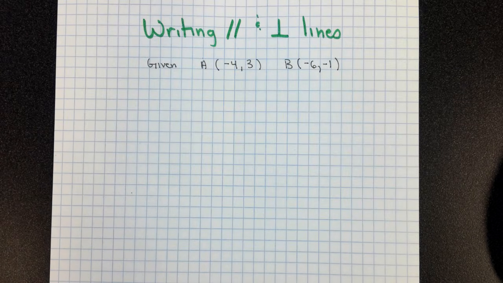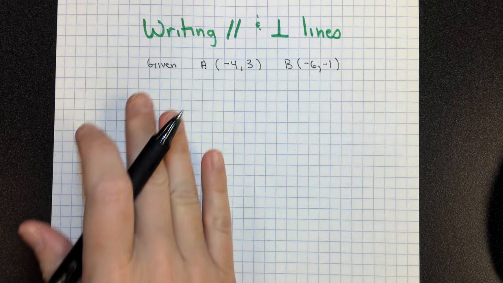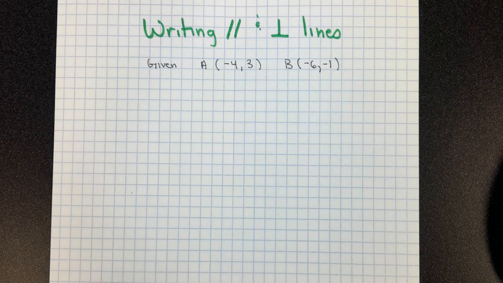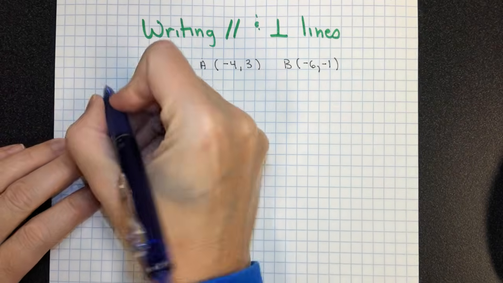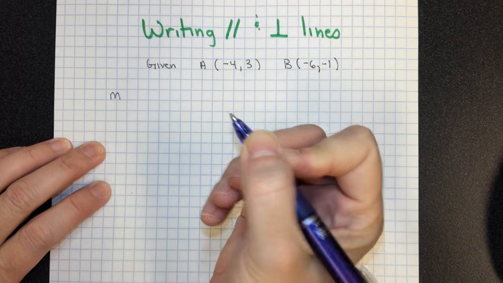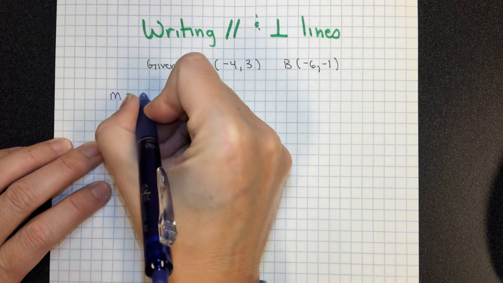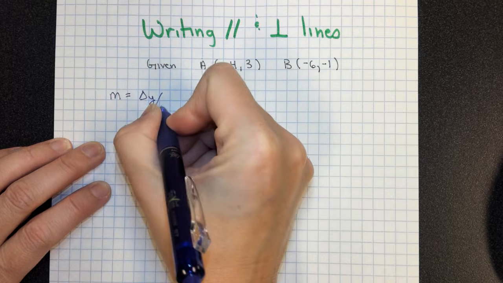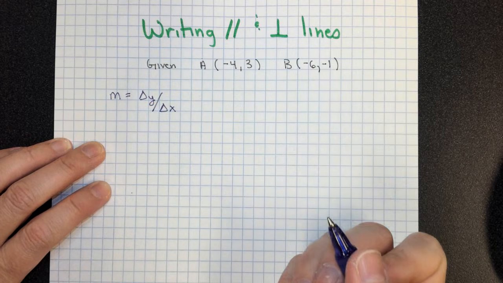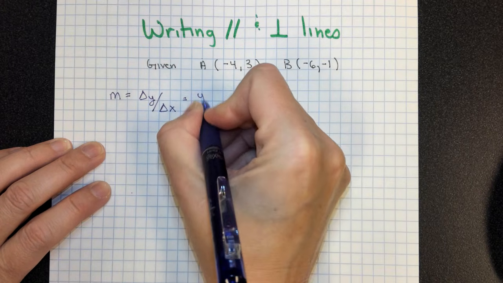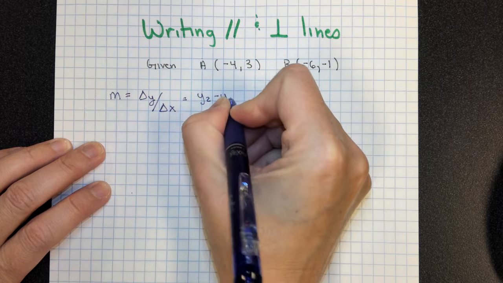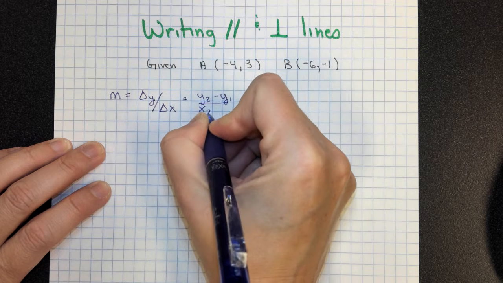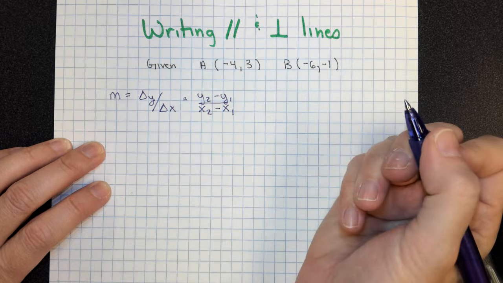Going to write parallel and perpendicular lines today given 2 points. So the first step, anytime we need to do this, is we first want to find the slope of the line. So remember, slope is the change in y over the change in x, which is given by y2 minus y1 over x2 minus x1.